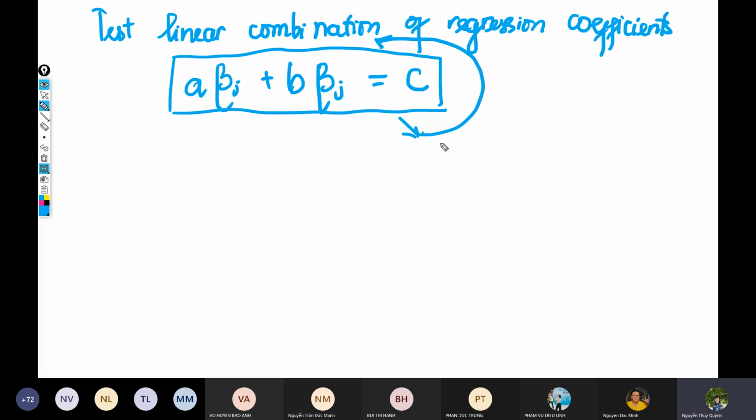All right. So this linear combination will be equivalent to this. We have A.